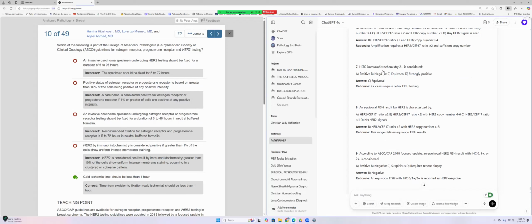Number 7, HER2 immunohistochemistry 2 plus is considered what? Equivocal. Yes, it's equivocal. Then you need to do FISH.